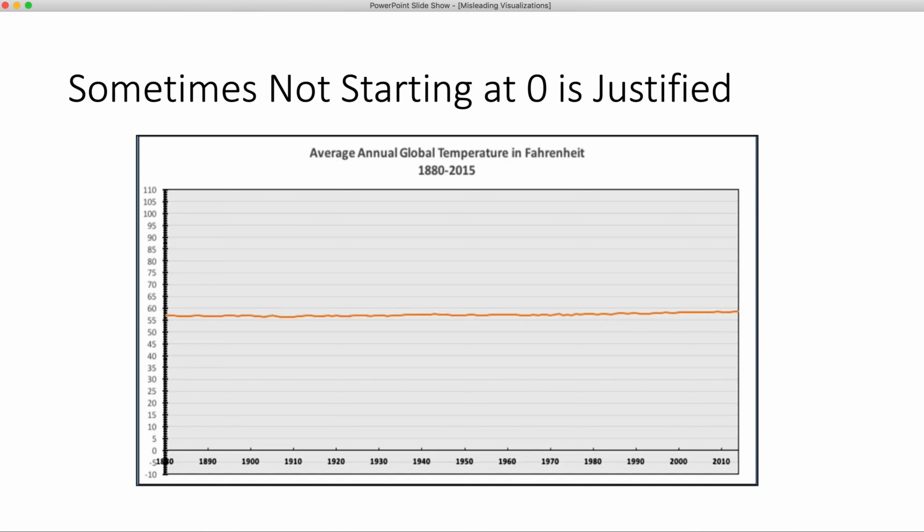The other issue, of course, is that small changes in annual global temperature have large consequences for the climate. A change of 2 degrees Celsius or 3.6 degrees Fahrenheit, scientists tell us, will have a disastrous consequence for climate. And it's therefore appropriate to show really small differences as well. So sometimes you can justify not starting at 0.